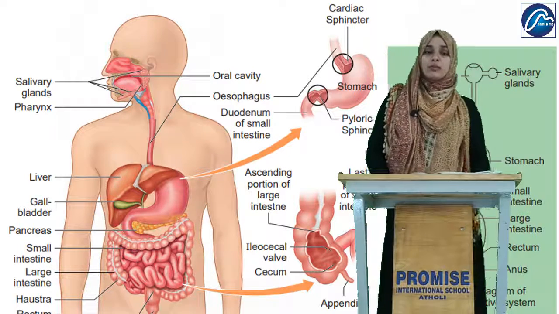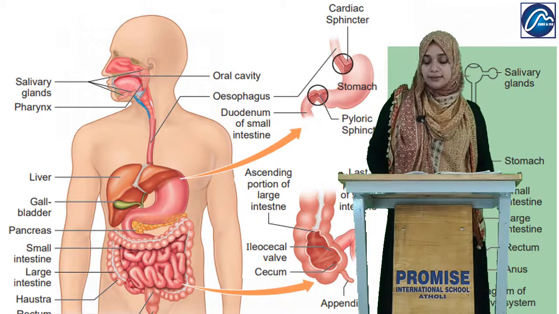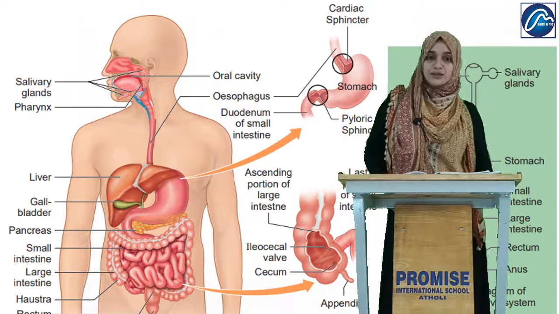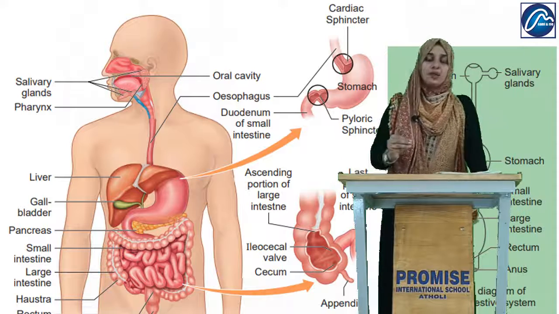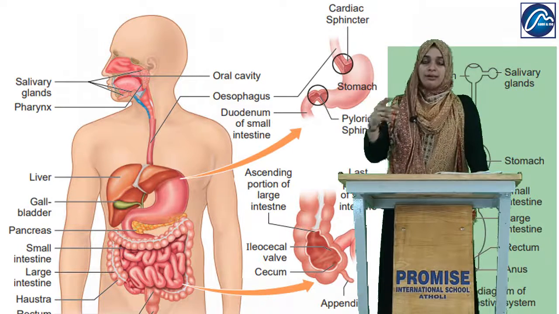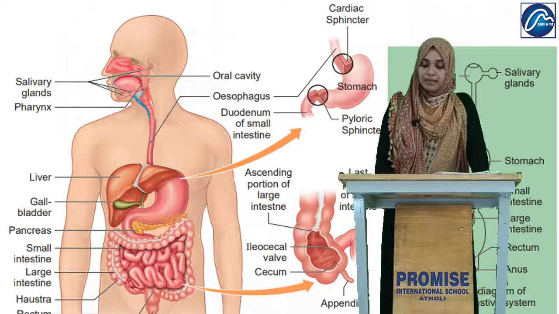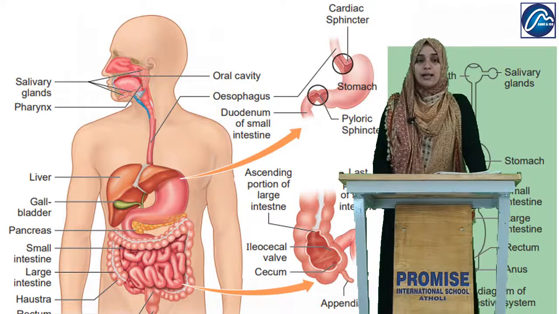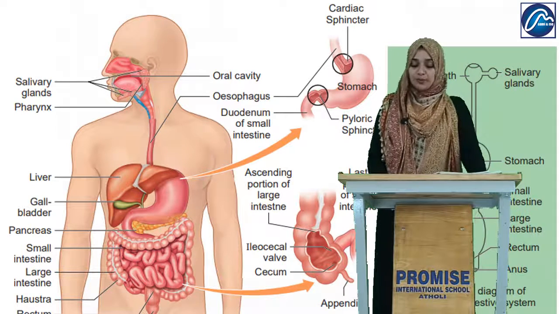And from the stomach, food is pushed to a long coiled tube called the small intestine. Inside the walls of the small intestine, a juice is produced that mixes with the food.